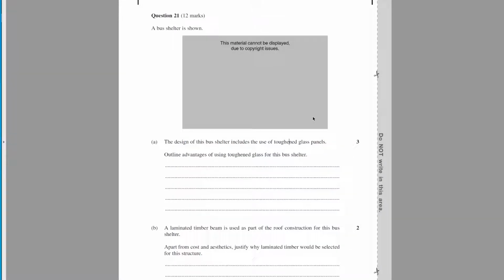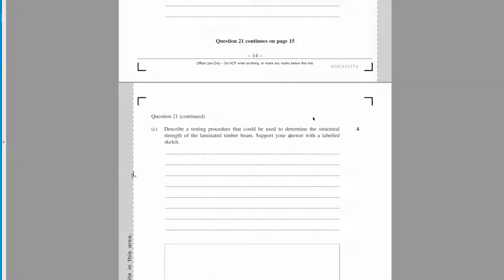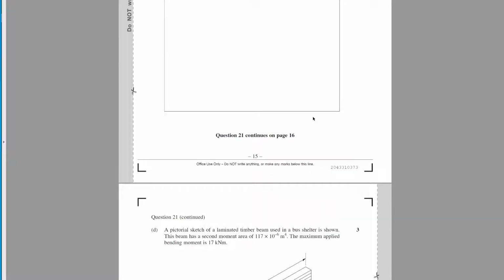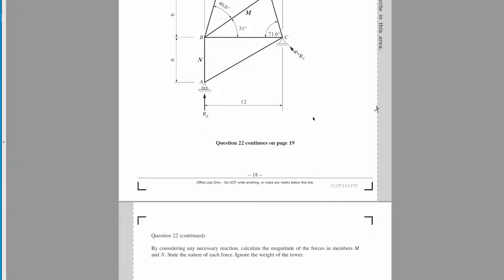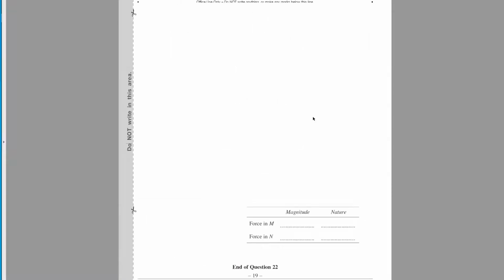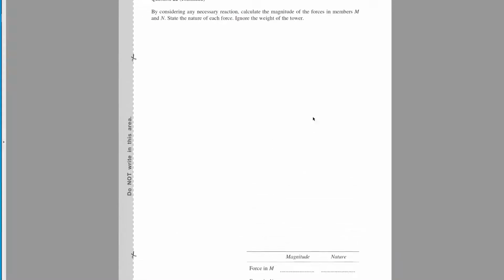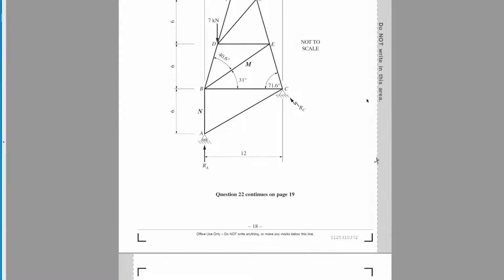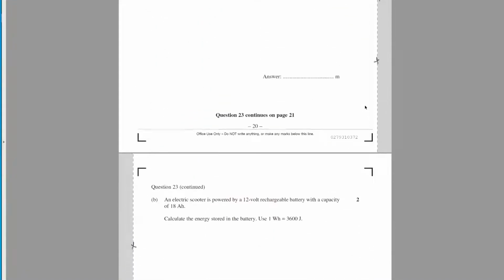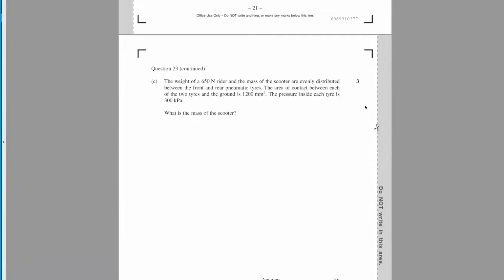21B, apart from cost and aesthetics, no one knew glue lam. 21C, nobody knew how to test glue lam with transverse tests. And then 22C, that was hard. Trusses are never answered well, but it was a particularly hard truss, and I had an inkling that would be the case. You don't get to see the spread of marks, but I'm able to talk to HSC markers, and I get the impression that very few people got 6 out of 6 at all.